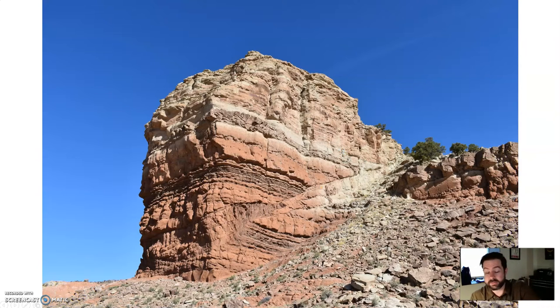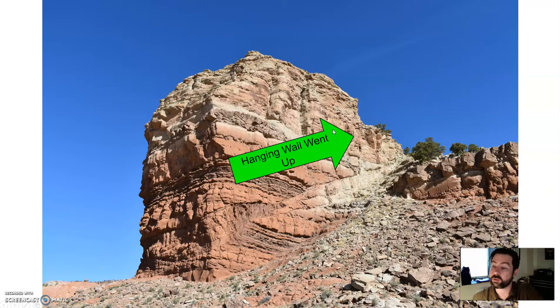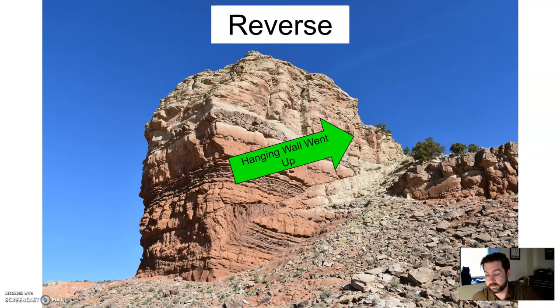So here's a great example. This is up in Utah. You can see the fault right here. In this case, this top block is the hanging wall because it has this overhang to it. And so which direction did it move? Well, we got to match the layers. It looks like these fine layers were once matched up with these layers here, but now it looks like they got pushed up. So the hanging wall went up, making this a reverse fault.